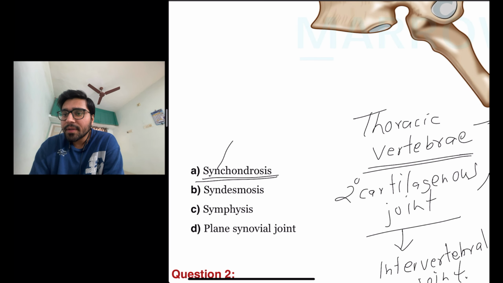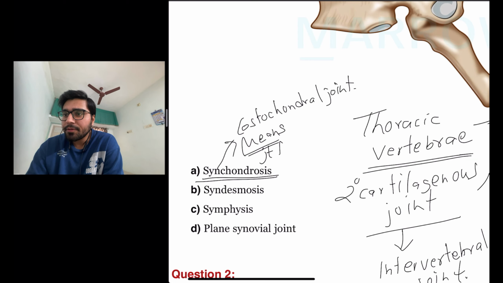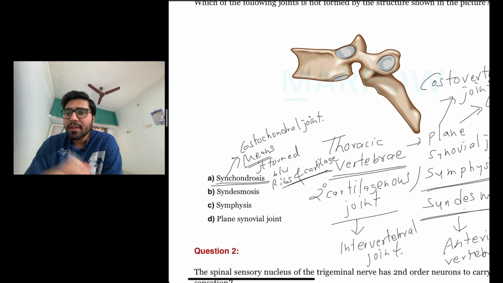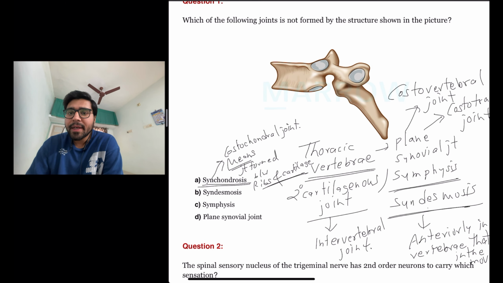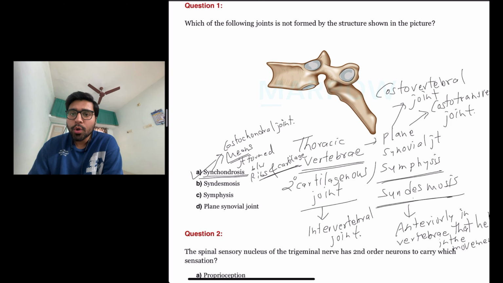Synchondrosis is actually seen in costochondral joint, means a joint formed between ribs and cartilage. That is not seen in vertebrae. So the joint not formed by vertebrae is synchondrosis.